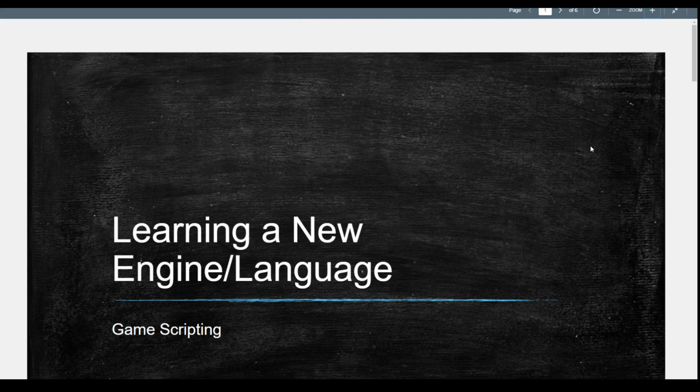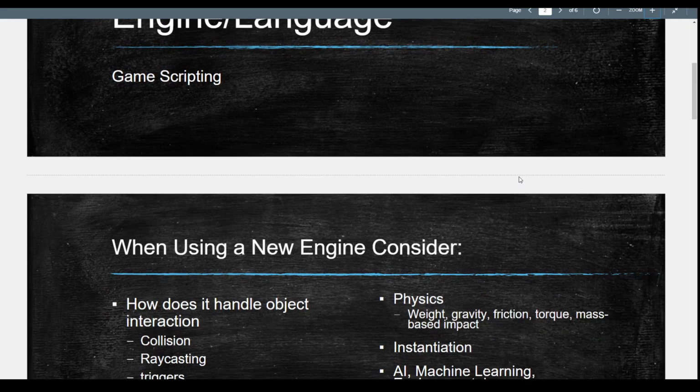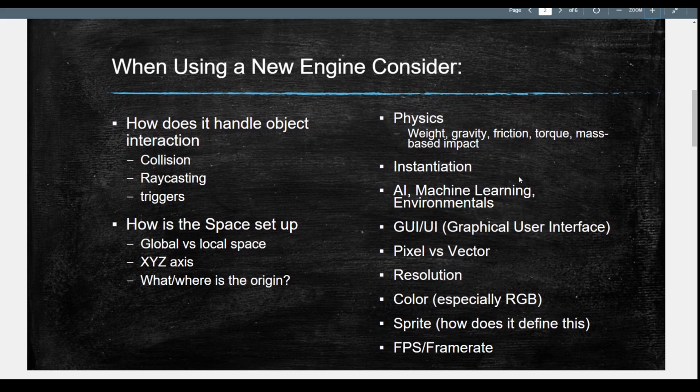So, when it comes to learning a new language, there are things to consider. And when it comes to learning a new engine, there are other things to consider. How does it handle object interactions? How does collision happen? Do you use raycasting? Do you use triggers? In general, we're going to use a lot of collisions. We're going to use some triggers, but more than anything, we're going to use collisions.